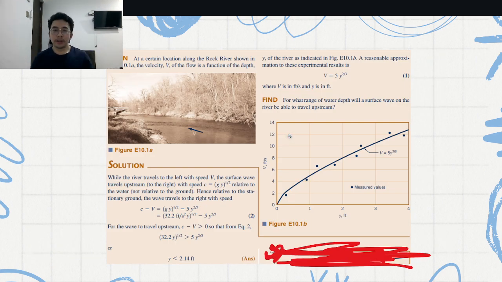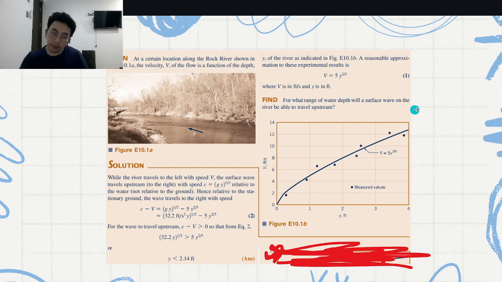Okay, so I'm going to share an application of open channel flows here. Basically, at a certain location along the Rock River shown in the figure right here, the velocity V of the flow is a function of the depth y of the river indicated in the figure below. A reasonable approximation to these experimental results is V equals 5 times y to the 2/3, where V is in feet per second and y is in feet.